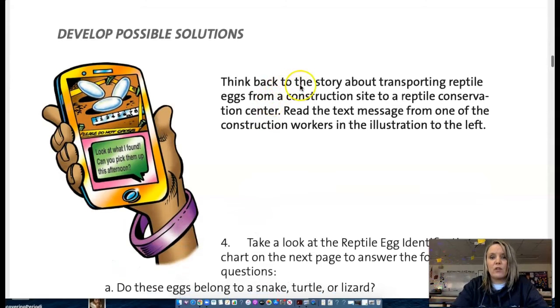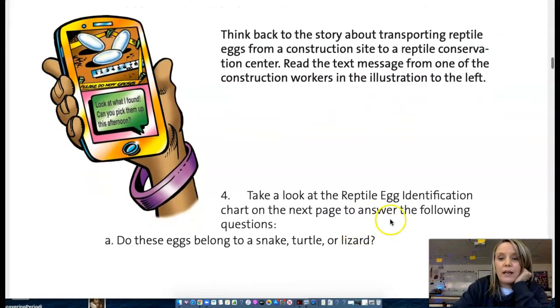It says, think back to the story about transporting reptile eggs from a construction site to a reptile conservation center. Read the text message from one of the construction workers in the illustration on the left. Okay, so it says, look what I found. Can you pick them up this afternoon? All right, so we're going to take a look at the reptile egg identification chart on the next page to answer the following question. Does this egg belong to a snake, turtle, or lizard? All right, so we've got to take a good look at these eggs right here. It looks like it is 1, 2, 3, 4, 5, 6 centimeters long. They look smooth, and they look like they are above ground.